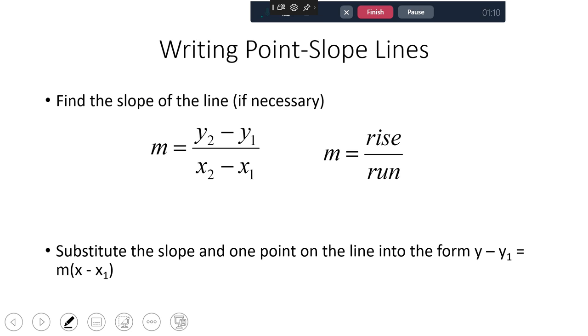So, some things that are necessary, we need to find the slope of the line. In order to find slope, there's two ways: y2 minus y1 over x2 minus x1, or rise over run around the graph. Then we substitute the slope and one point on the line into the form y minus y1. So we're going to substitute y1 and our m and our x1. We're going to leave the letters y and x. Okay.